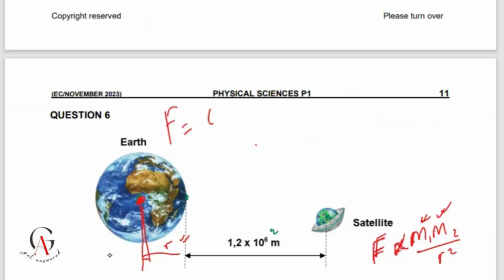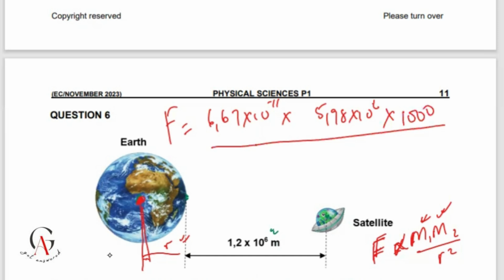We know that G is 6.67 times 10 to the negative 11 multiplied by the mass of the Earth. We know that it's 5.98 times 10 to the 24. But I'm going to multiply again by the mass of the satellite, which is 1,000 kilograms, over the distance of separation, which means I have to add these two. So 1.2 times 10 to the 6 plus 6.38 times 10 to the 6.